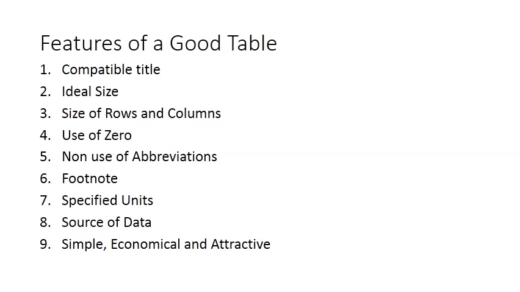Source of data. Where did you get that data? What is the source of data? It should be written at the bottom of the table. And one more thing: it should be simple to understand, easy to understand, economical, and attractive. Then we can say this is a good table. So when you have all these features in your table, then your table is a good table.